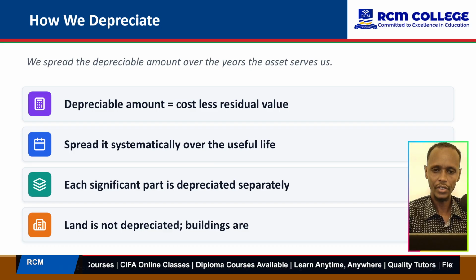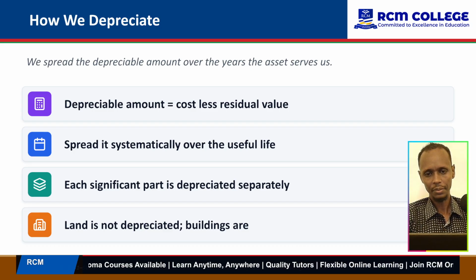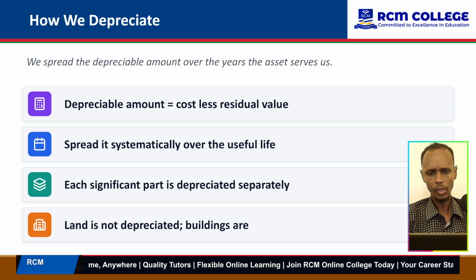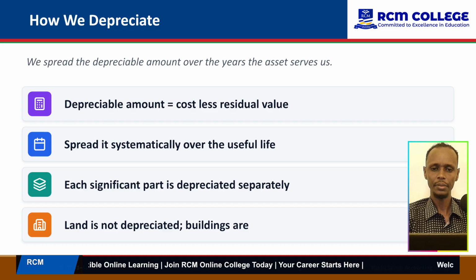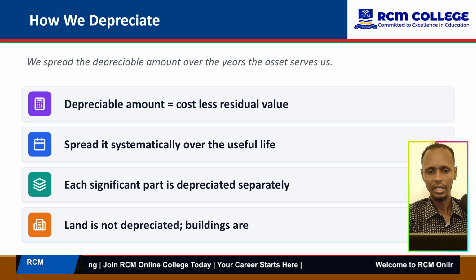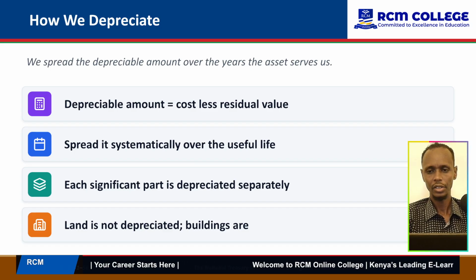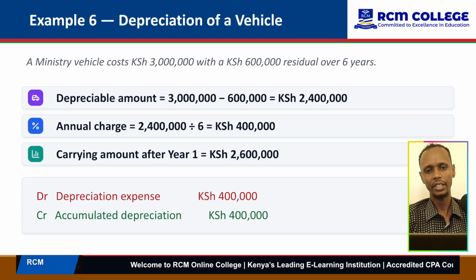So each significant part is depreciated separately. What do I mean? For the aircraft, the engine is depreciated separately, the body is depreciated separately. For land and building, the land is depreciated separately, the building is depreciated separately.